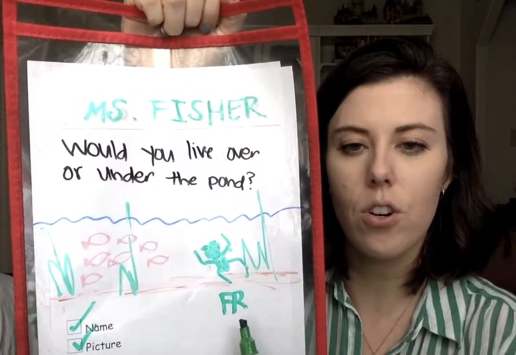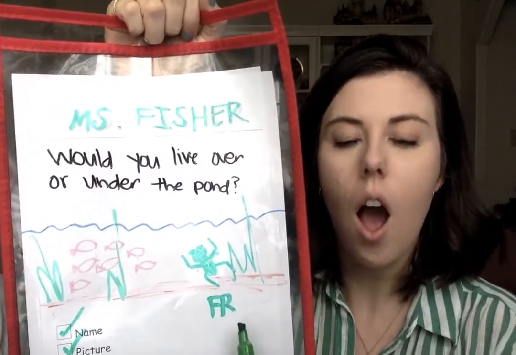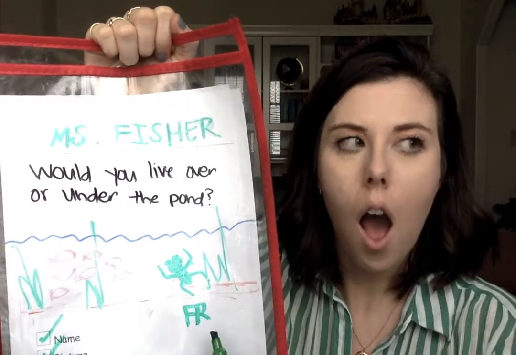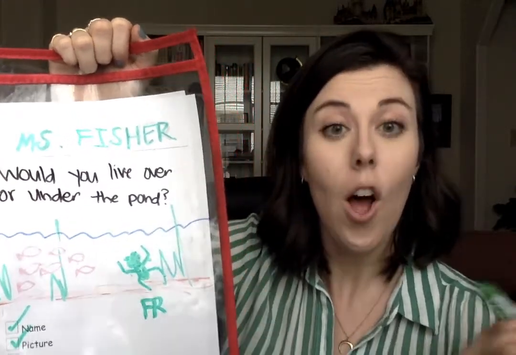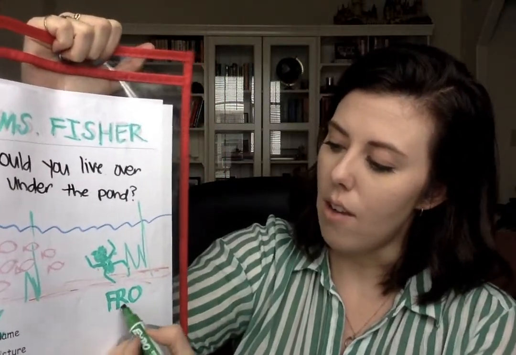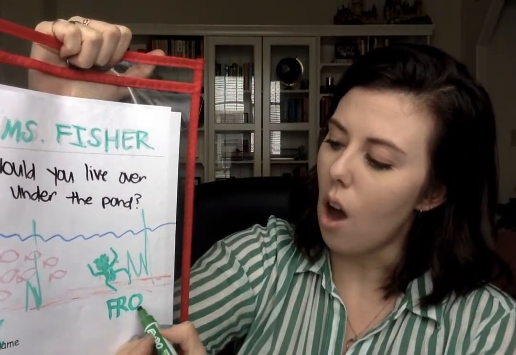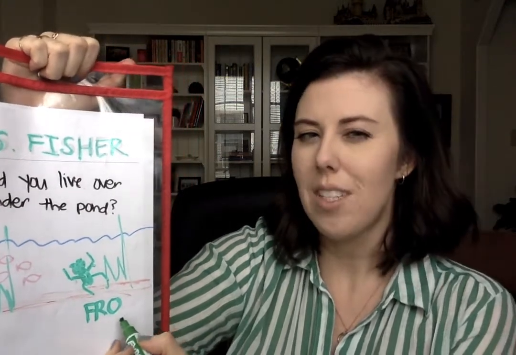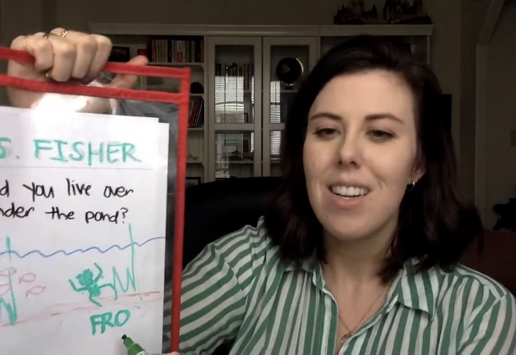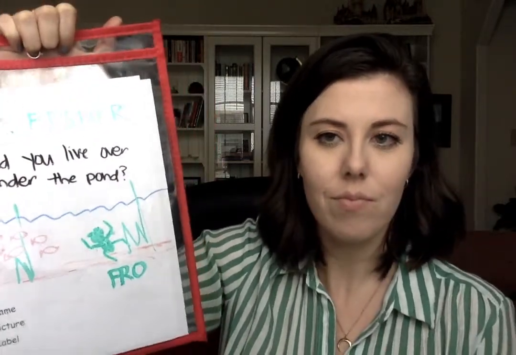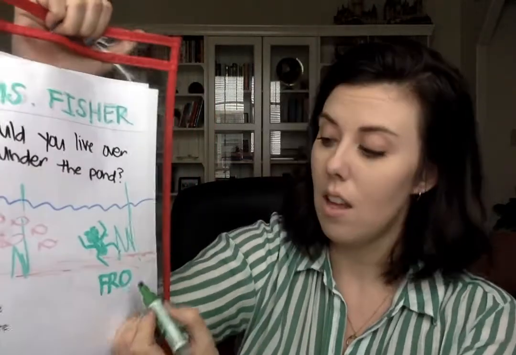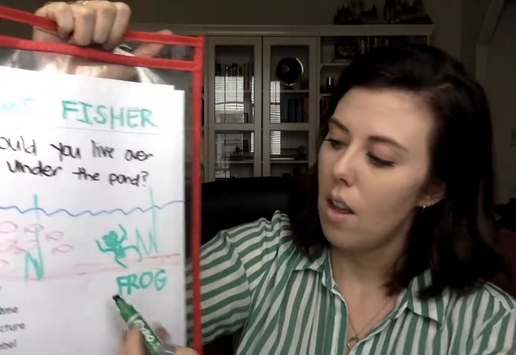Okay, fro. What letter makes that sound? Letter O. Let's write the letter O. Okay, I have an F, an R, an O. Fro. I have one more sound. Frog. G. What letter says G? It's the letter G. Let's put a G right here.